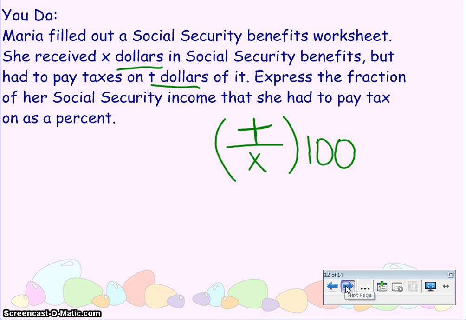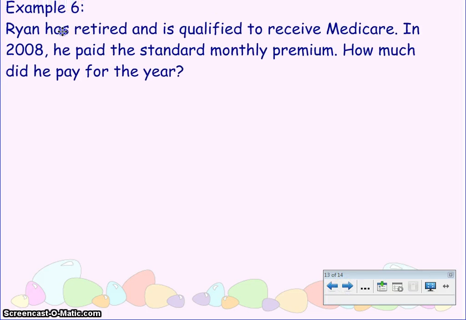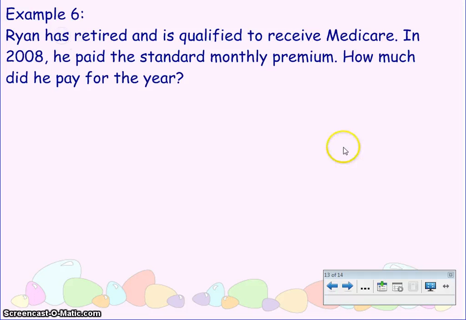All right, almost there. Example 6, it says Ryan retired and is qualified to receive Medicare. In 2008, he paid the standard monthly premium. How much did he pay for the year? Well, you can't answer that until you know what the standard monthly premium was. And in 2008, the monthly premium was $96.40.